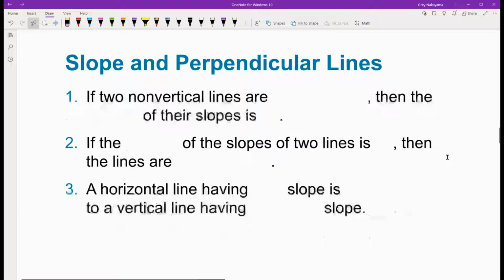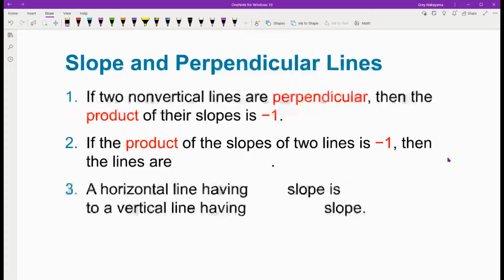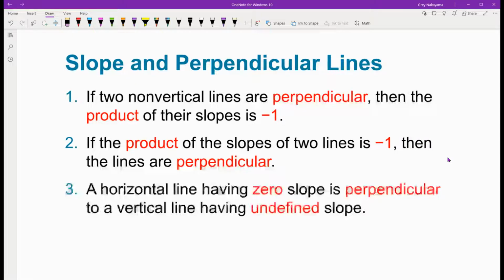Slope and perpendicular lines. If two non-vertical lines are perpendicular, then we know that the product of their slopes is -1. And the converse: if the product is -1, then we know that the lines are perpendicular. So keep in mind, a horizontal line that has 0 slope is perpendicular to a vertical line that has an undefined slope. And again, we have to say it because 0 times undefined does not equal -1.